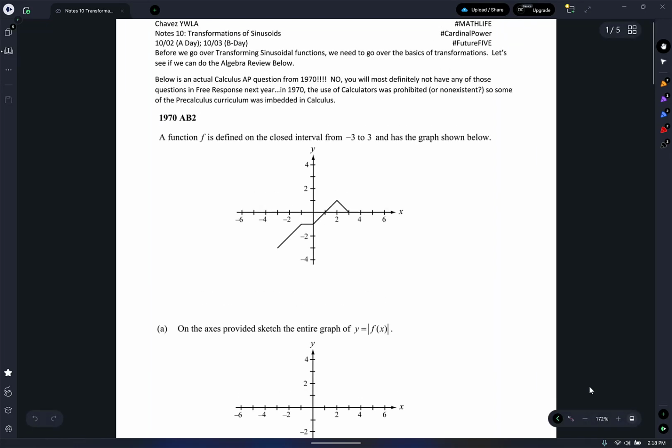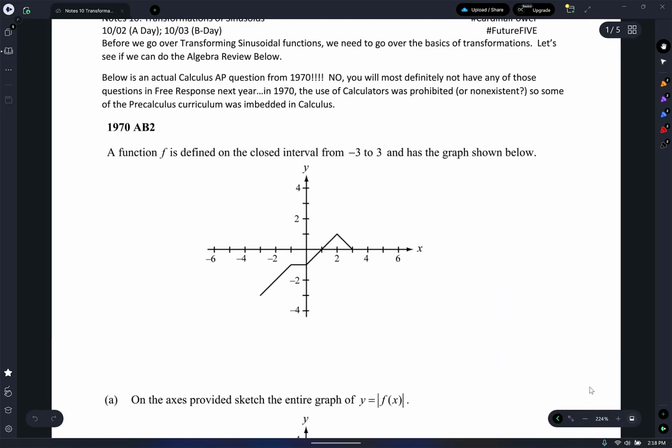Ten, Transformation of Sinusoids. So we're going to start with the basics, and this is just so you guys can know what's happening for horizontal stretches and compresses. I should have put a vertical stretch and compress in here, but I just did a problem verbatim from 1970.